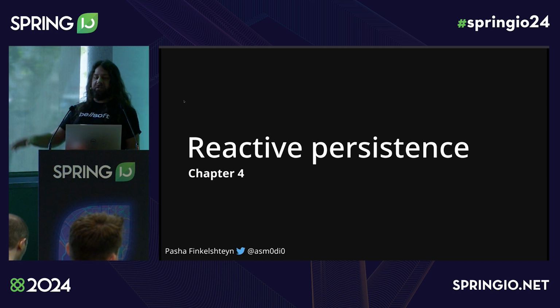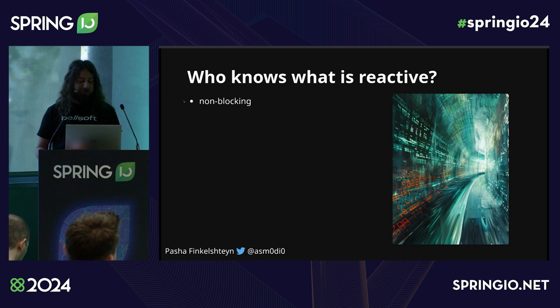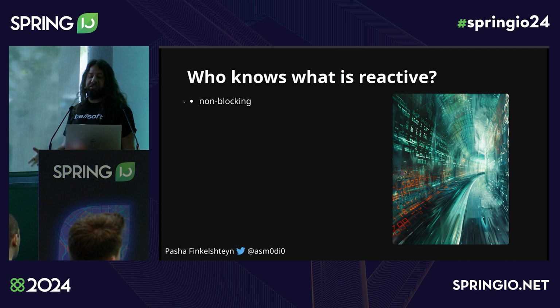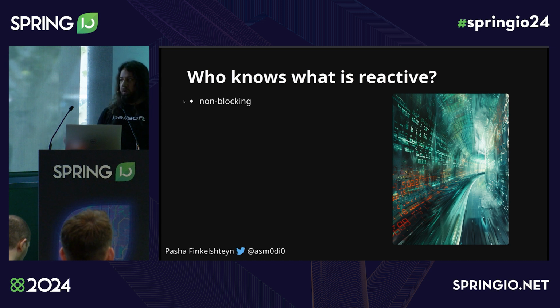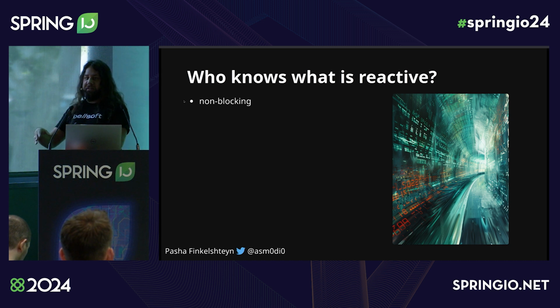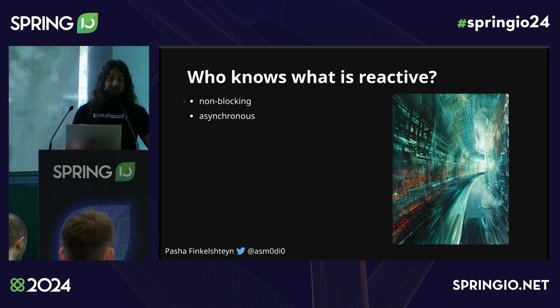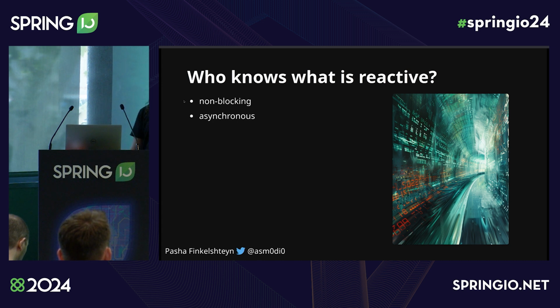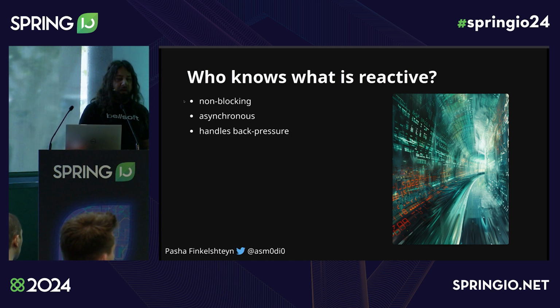So there is a concept called reactive. By the way, the image on the right is the best thing Midjourney could come up with to illustrate reactive programming. I kind of agree. So what is reactive? Reactive is non-blocking. We do some call, and then our thread is not waiting for the response. It might be reused for something else. It's asynchronous, so we operate on things like futures that will eventually give us results. In JavaScript, it would be called a promise, something like that. And it handles back pressure.